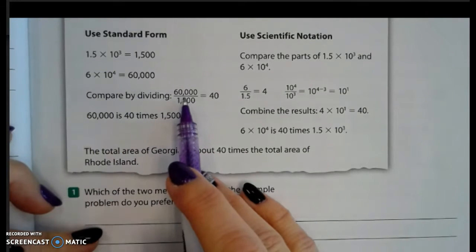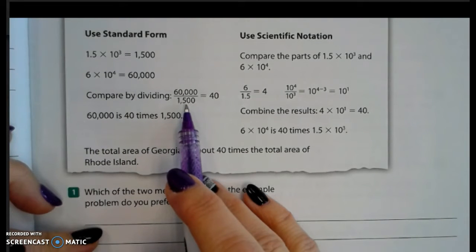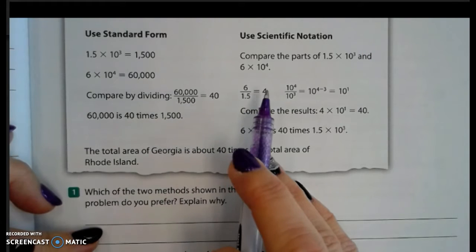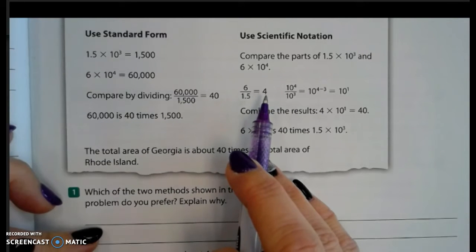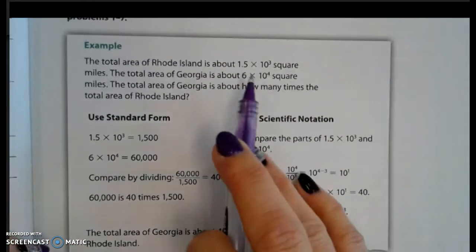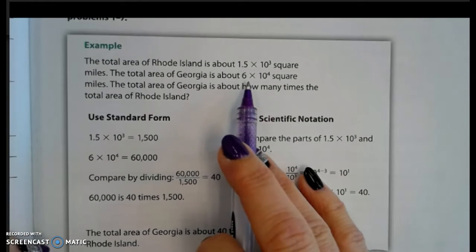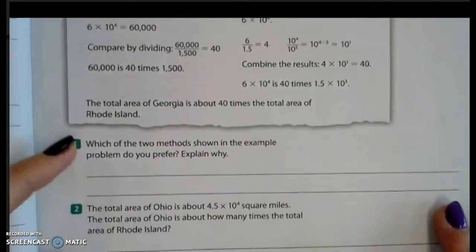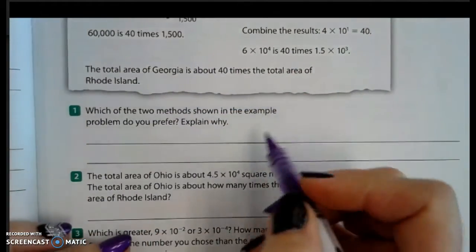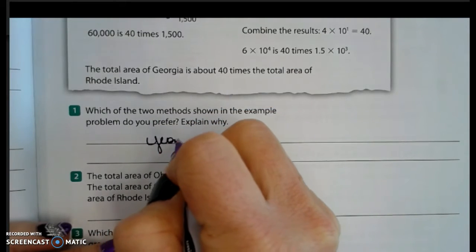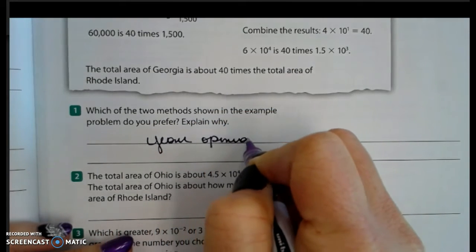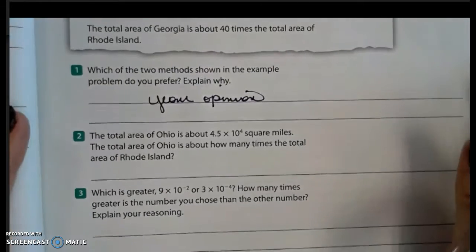For this problem in particular, 60,000 divided by 1,500, I would probably use standard form for that one, just because the numbers aren't so big that they're not easy to work with. But if those numbers were bigger, I would have probably preferred the scientific notation. With the problem given to me in scientific notation, I doubt that I would have converted it. I probably would have gone with scientific notation. So on number 1, you just had to pick one and then tell me why. Okay, this was your opinion. Whatever your opinion was on that one.